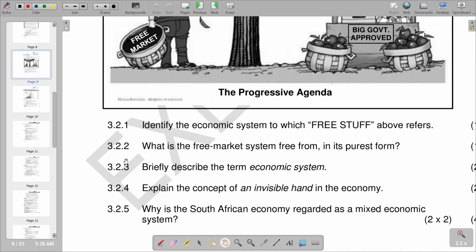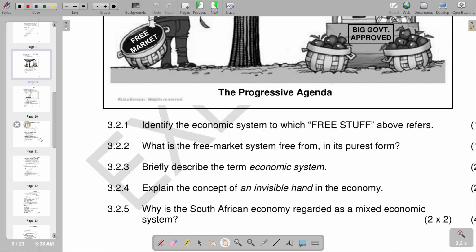Explain the concept of an invisible hand in the economy. Invisible hand, it means these are the forces that are not adjusted by any party in the economy, but they adjust themselves automatically. We can talk about the forces of supply and demand, which decide the price. So we have no one who is going to set that price, but those forces automatically adjust themselves and set the price. So they become an invisible hand.